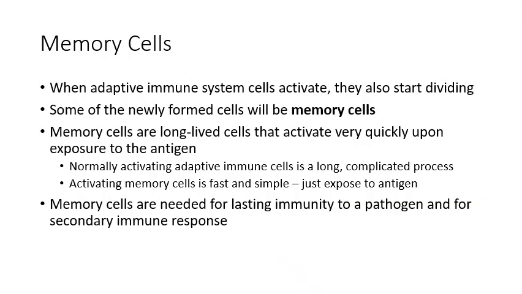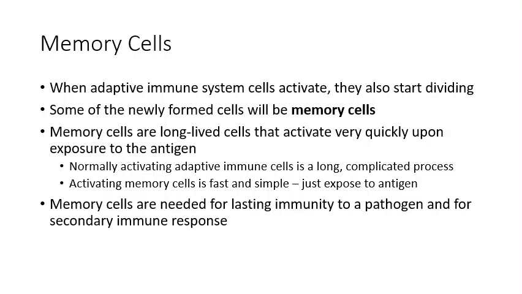Whenever any cell in the adaptive immune system activates, it's going to start dividing. Some of the cells that it makes are going to be involved in killing infected cells or making antibodies, depending on what the cell type is. But some of those new cells will be memory cells. So whenever a helper T cell, a killer T cell, or a B cell activates, it's going to divide, and some of the new cells will be memory cells.